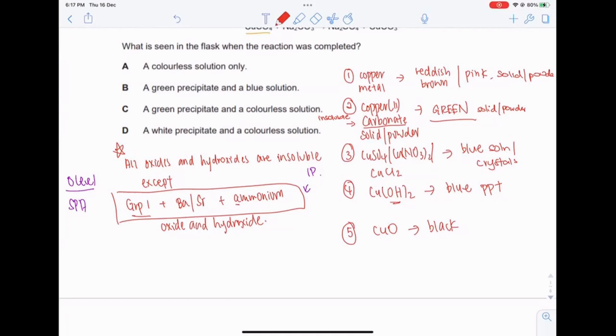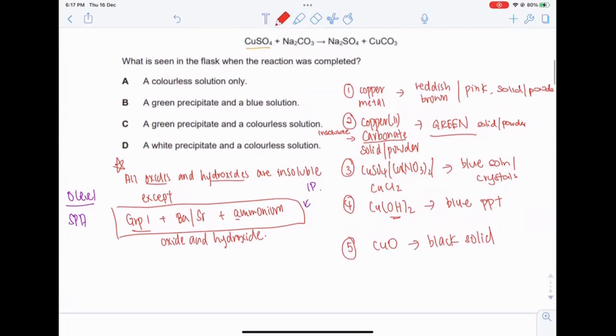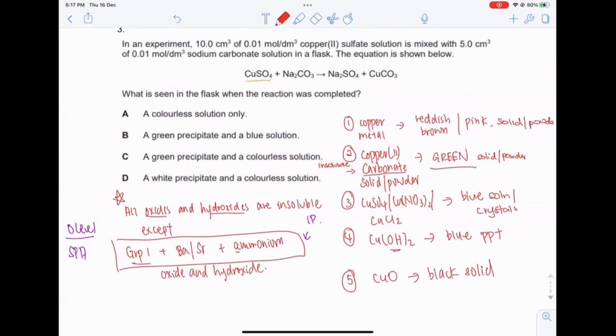Solution? I don't know. No, you see, all oxides and hydroxides are insoluble except for group 1, barium, strontium, ammonium. So it is not the exception. So therefore, it is a solid. Understand? So just memorize these 5 in general. You will definitely be able to deal with all copper compounds.